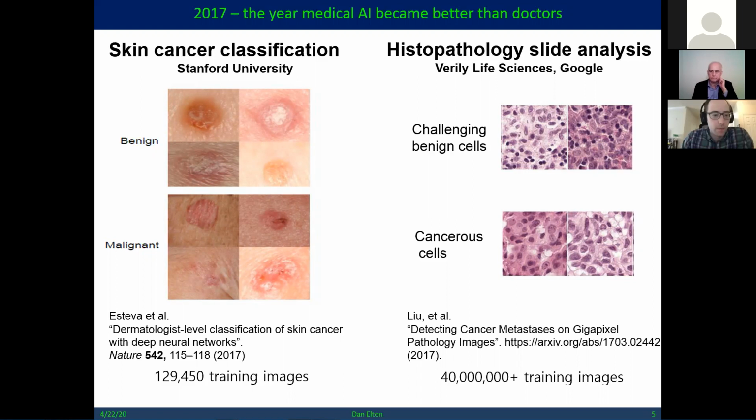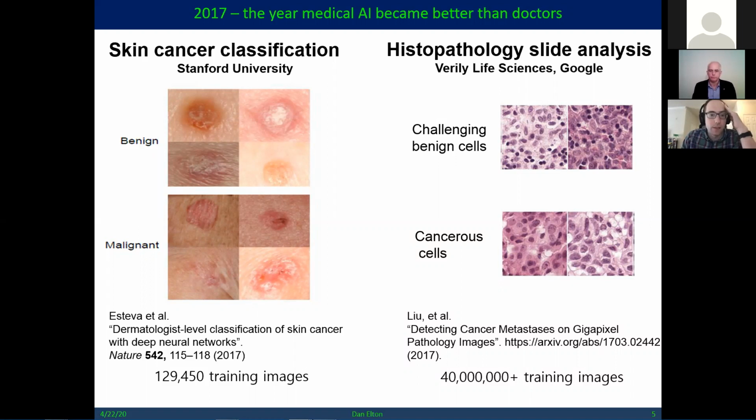The other one that came out in 2017 was looking at microscope slides, and that was from Google. They were able to classify these images of cells as either benign or cancerous, and that's also very, very challenging. The key to getting to this accuracy was just having very large training data, thousands of training images. So you can go to the next slide, I guess.